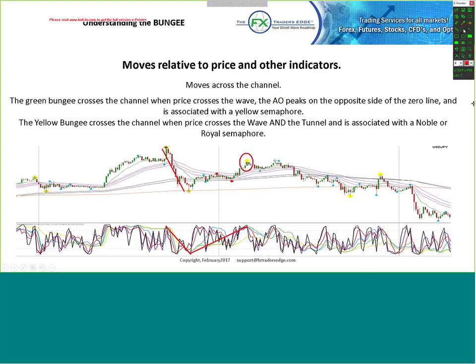Yeah. Here it comes back to the bottom. It arrived here and stayed flat. And there's your associated yellow semaphore. Then it went to the top. There's your yellow semaphore. Yellow semaphores, I know it's not strictly the bungee, but yellow semaphores always, that is 99.999% of the time, appear on opposite sides of the wave.